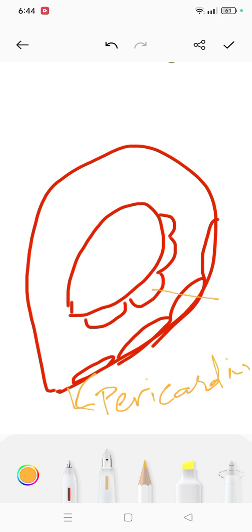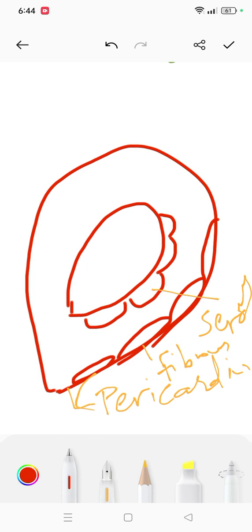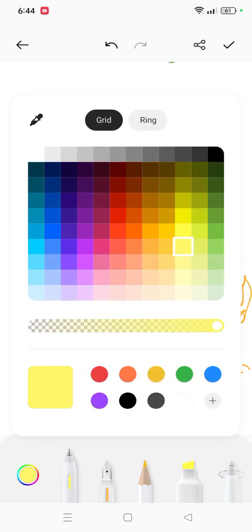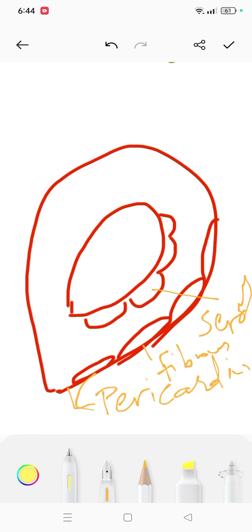So this one, the inner one, is called serosa pericardium, and this one is called fibrous. But all together, these are the covering, the pericardium, right? I'm sure it would be clear. Let me go with another color so that it doesn't get messy. This is only the covering, right? But now, here in this, let me highlight it, a fluid is present in between that is called pericardial fluid.